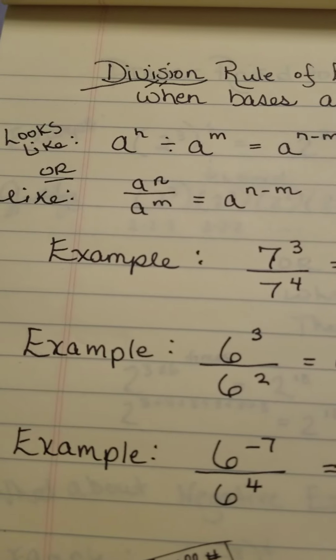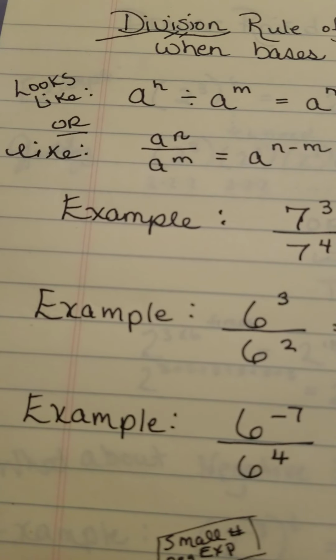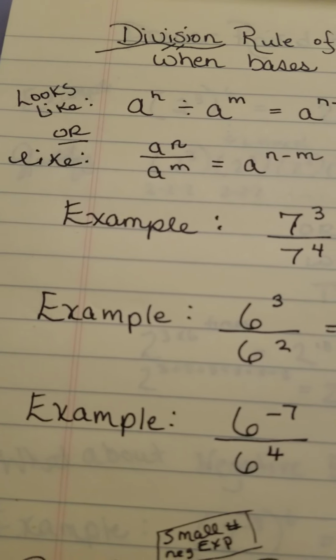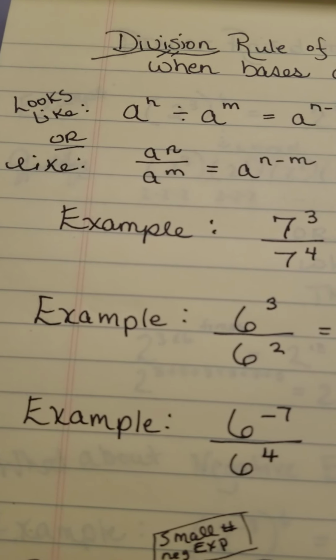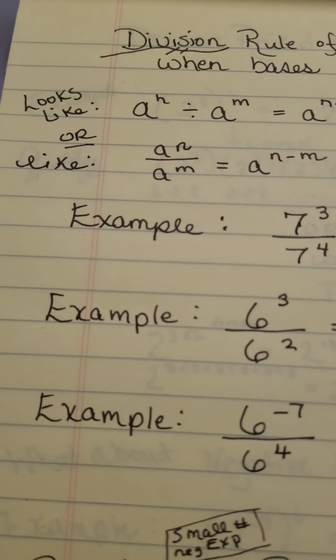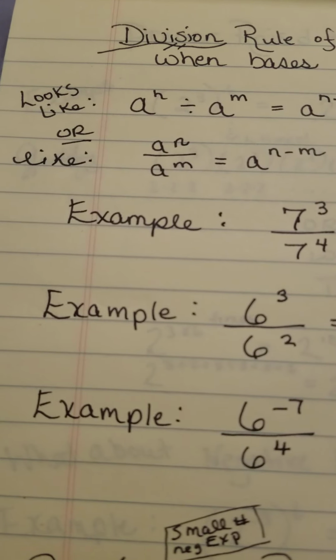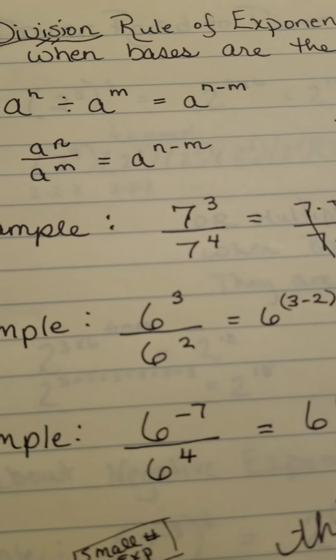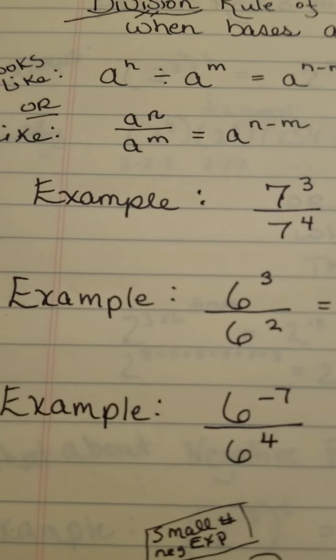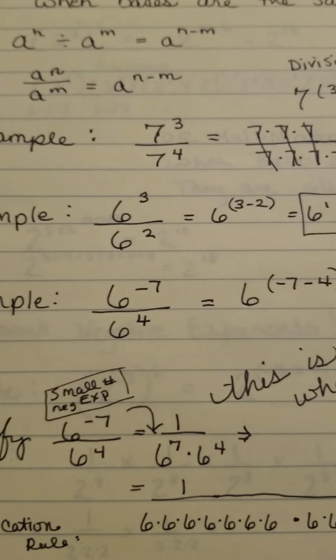Okay, so there's division like that, and there's also division like this that you see as a fraction, because all fractions are just division. A to the n minus m. And I sometimes think of that division line as a minus. See? And you can have positive or negative exponents, and the rule applies.